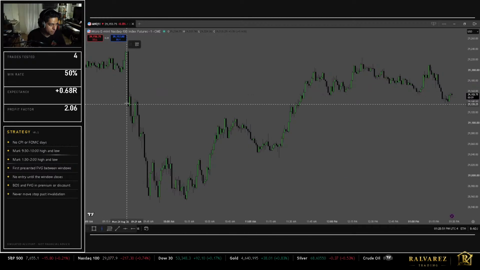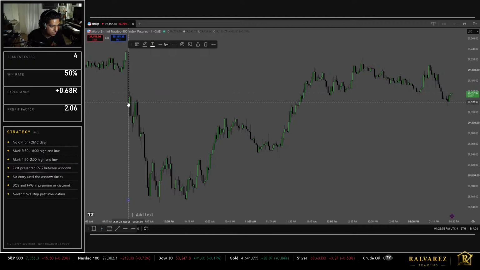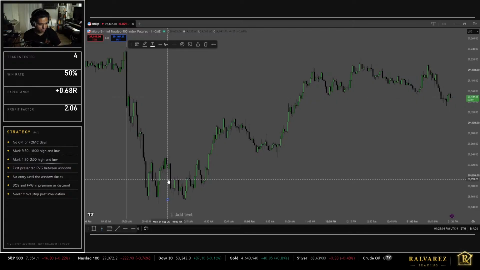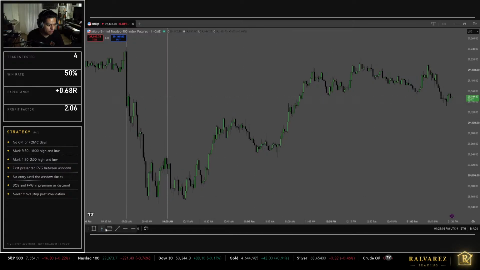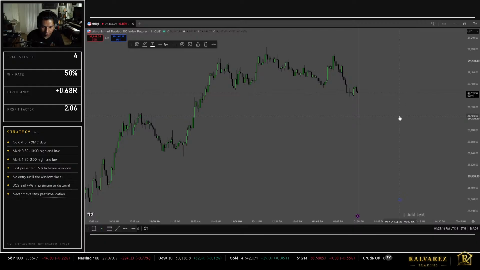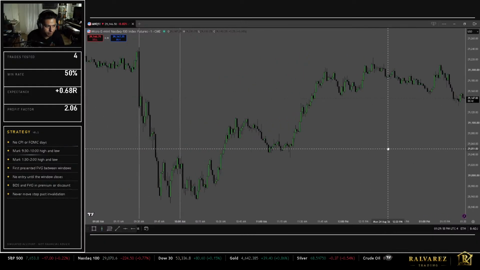So, first things first, we're gonna label our 9:30 candle, which is the opening of the morning, and our 10 o'clock. And now we are actually entering the PM session in about a minute. Right, so we have 1:30 to 2 o'clock PM.